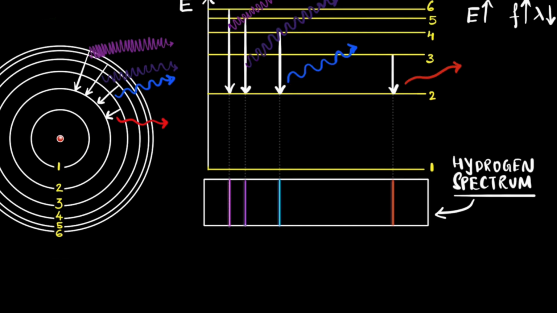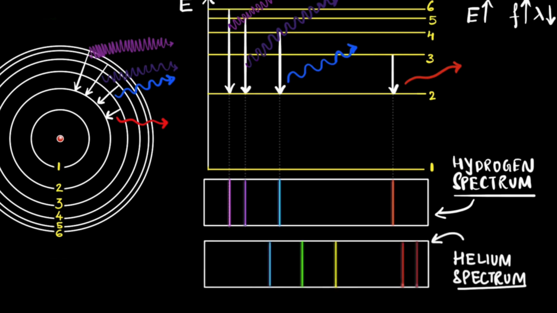Helium, for example, will give very different wavelengths of light. Let me show you what helium looks like. It looks like this. These wavelengths of light are the characteristic of helium. So this means an atomic spectrum is like a signature of that element.